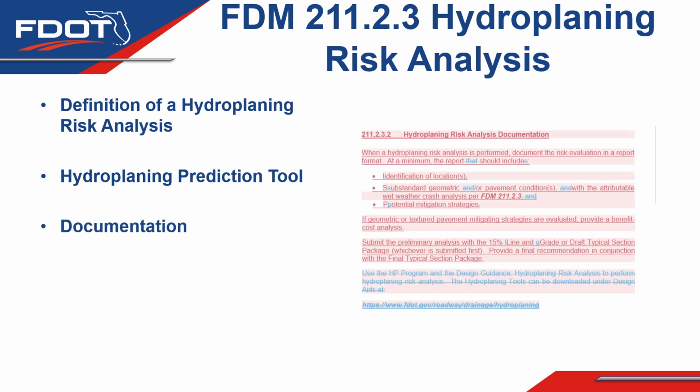The documentation section was updated to summarize the minimum required components of the analysis. These items are typically included as part of design exception and variation packages and as readily available information. The timing element ensures that these analyses are completed early enough in the design process so that any roadway design modifications or mitigation strategies have time to be incorporated into the project.